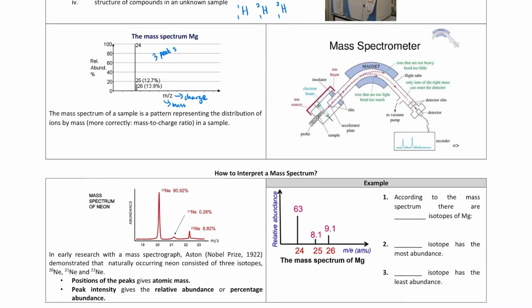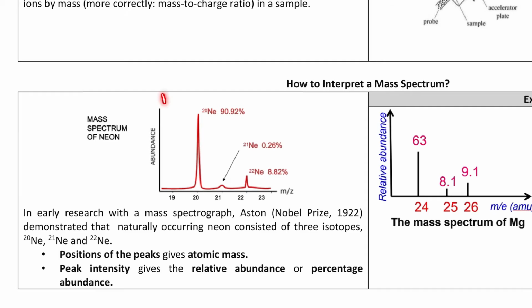Okay, so next kita proceed kepada how to interpret a mass spectrum. Okay, so I think inilah yang menarik untuk mass spectrum. Kamu kena tahu macam mana cara nak interpret dia. Okay, so kita dah tahu dah tadi. Okay, the y-axis adalah abundance. For your information, abundance can be in percentage. Okay, so dia letak percentage juga dekat sini. And then yang bawah ni adalah mass to charge ratio tadi.